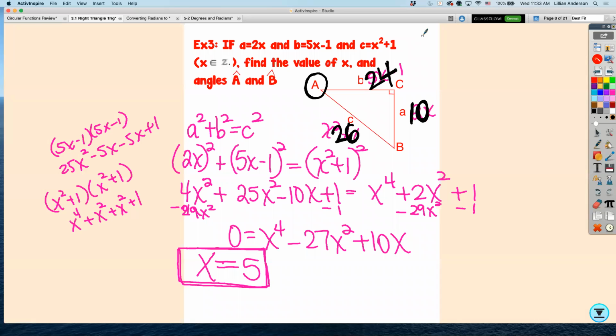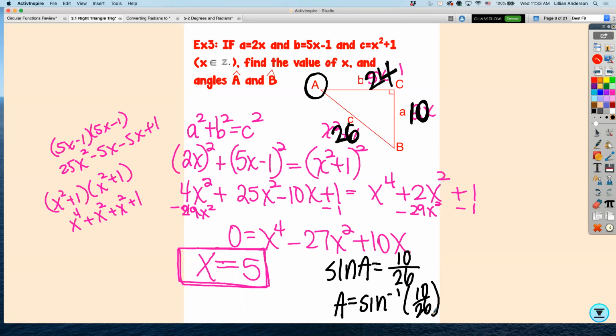Which trig ratio do you guys use to find angle A? Sine. So sine of angle A, what were your 2 sides if you use sine? Opposite and hypotenuse. So what numbers? 10 and 26. Very good. And since I'm looking for an angle, I need to do the inverse. Now you don't have to worry about reducing this fraction because whether it's reduced or not reduced, you're still taking the inverse of it.